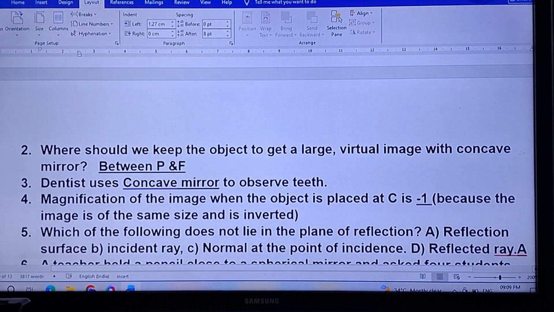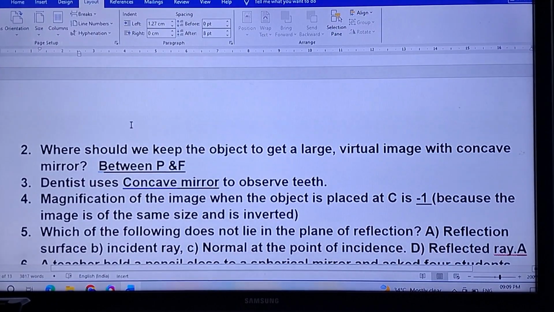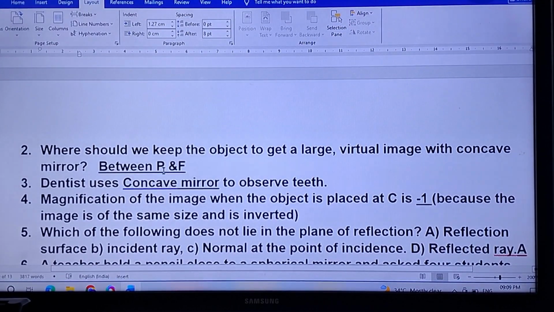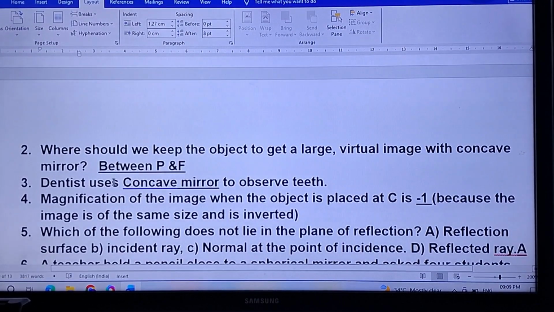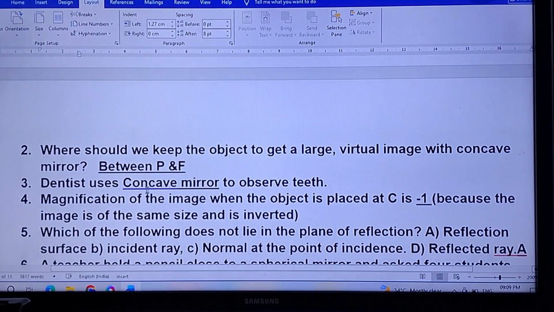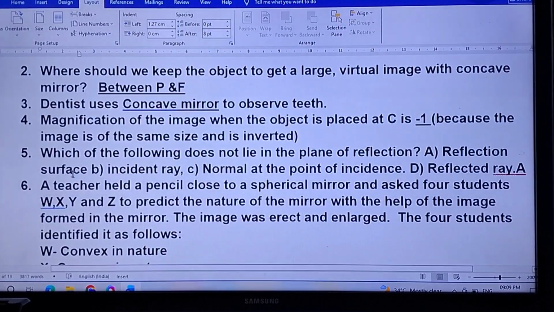Second question, where should we keep the object to get a large virtual image with a concave mirror? Large virtual image means between P and F. Dentist uses dash to observe the teeth. Concave mirror he uses to observe the teeth.